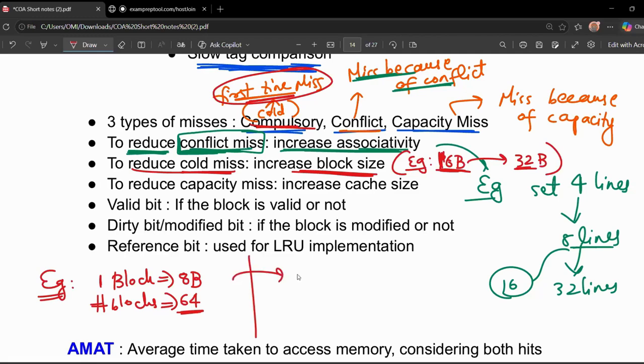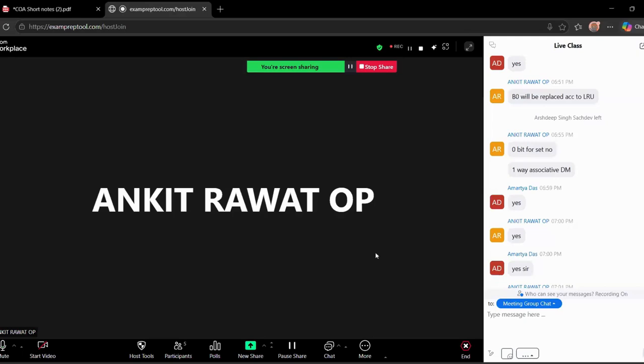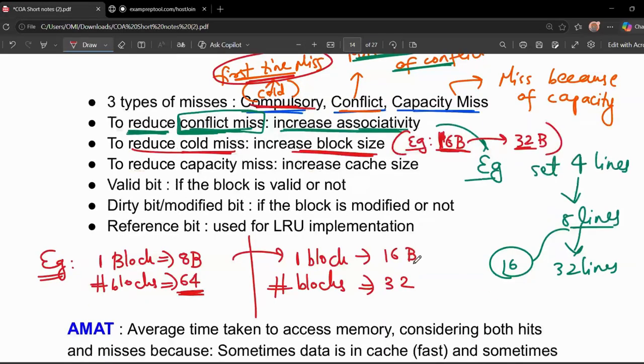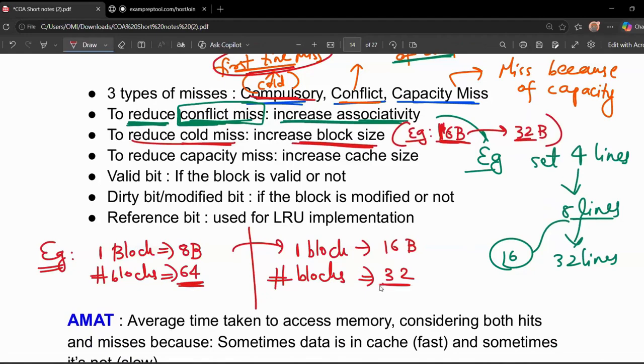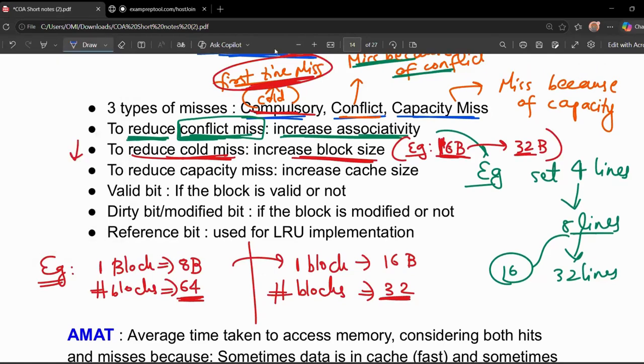But now if you increase, assume that one block will be 16 bytes. So now tell me, how many total blocks in this case? It will be 32. Yes or no? I have just divided by 2. Got it or not? So now you will get only 32 first time misses. In this way, it reduces the cold miss. Got it now?